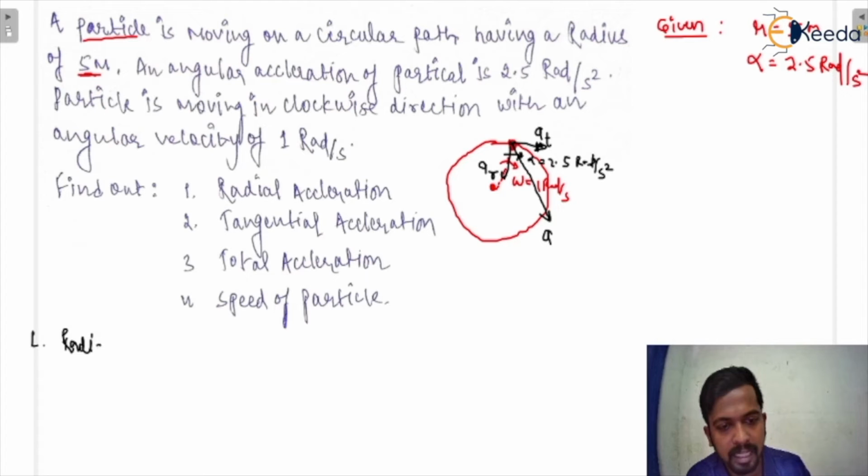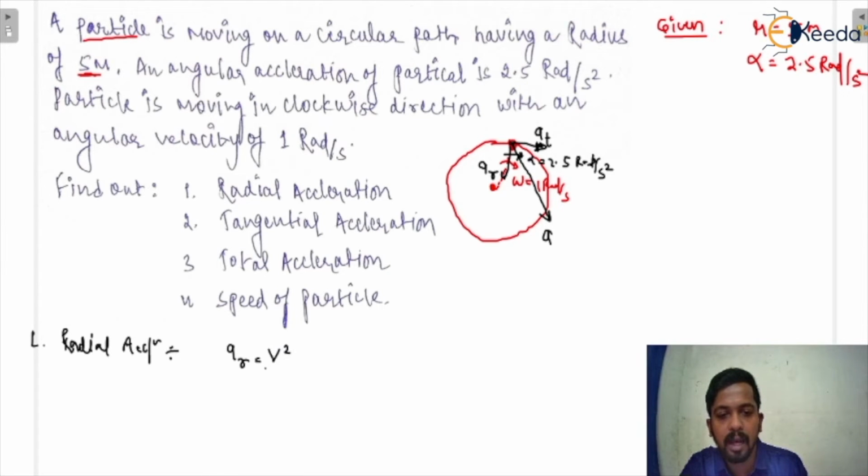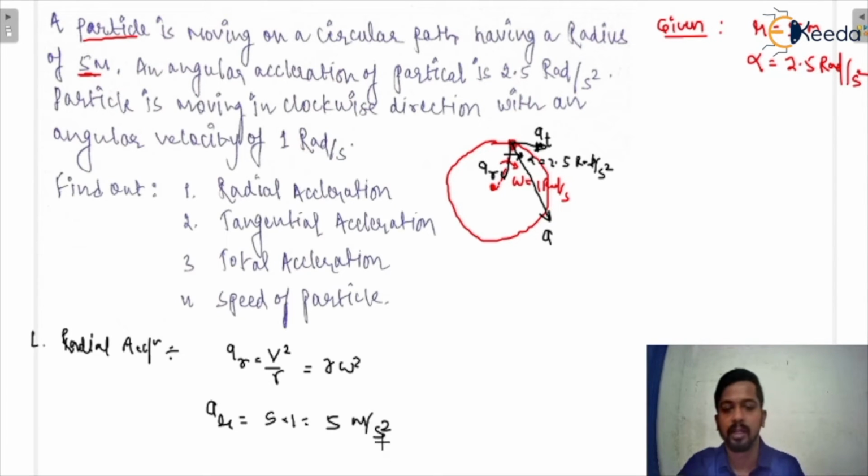We all know that the formula of radial acceleration can be written either in terms of angular velocity or in terms of linear velocity. So AR is equal to V square upon R, or you can write it as R omega square. Use the formula according to what is given in the question. Here angular velocity is given, so we will use the R omega square formula. So AR is equal to radius 5 meter times omega square, which is 1, that is 5 meter per second square. That is the radial acceleration.